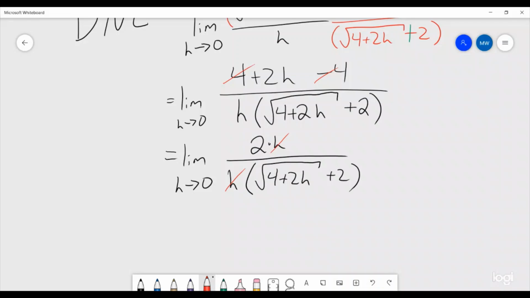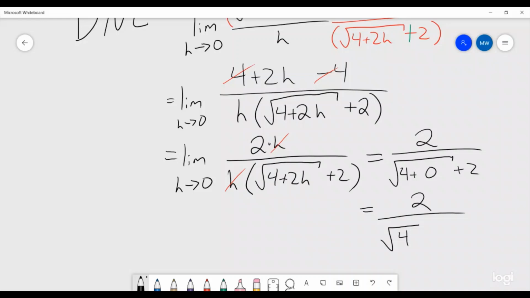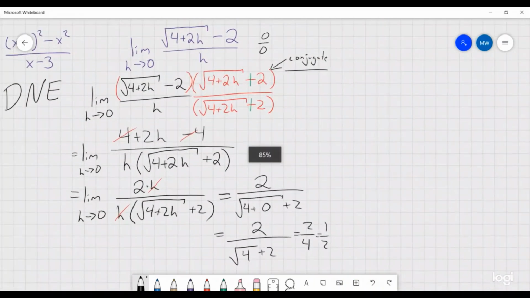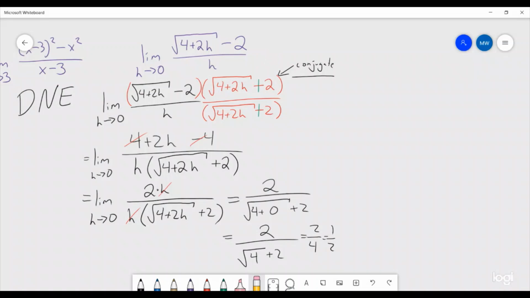So before we try to simplify anymore, I would see if I plug in 0 now, is that still going to cause a problem? Well, if we plug in 0, it turns out we don't get a problem. It's going to just be 2 over the square root of 4 plus 0, plus 2. So that's 2 over the square root of 4, plus 2. 2 over 4 is 1/2. So that means that this limit that we started with up here at the top is just equal to 1/2. And that's how we'd be able to go about doing it. That is how we can solve this problem.